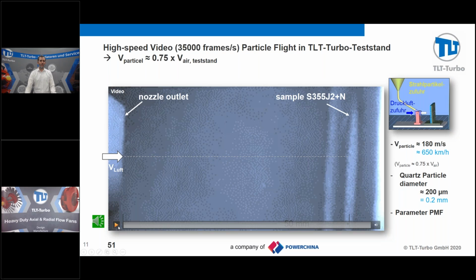And we can have a look at this little video. You can see the nozzle on the left side, and those little white balls shooting out of the nozzle are the quartz particles hitting our plate here on the right side and bouncing back. And with every bounce they will take a little bit of material with them.